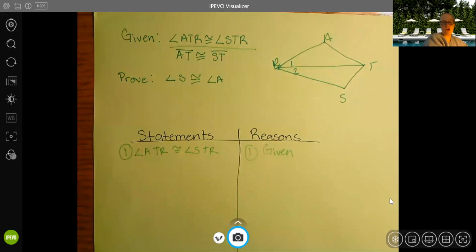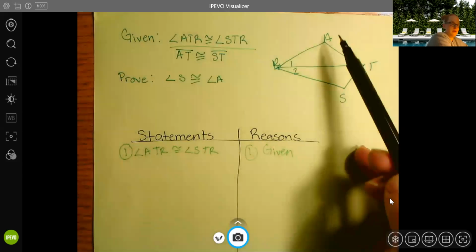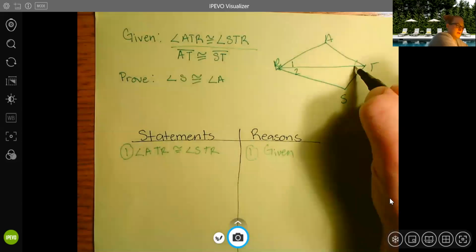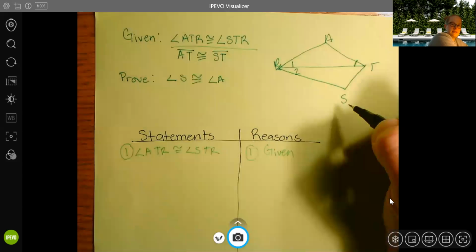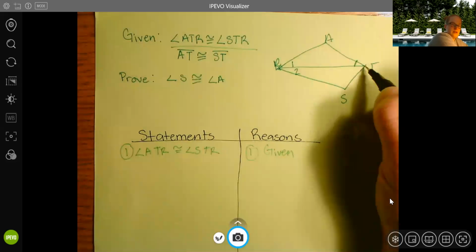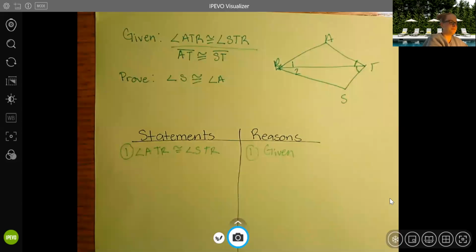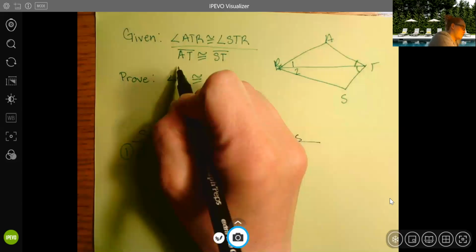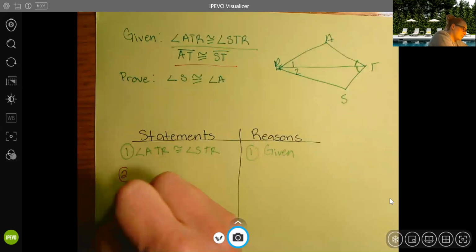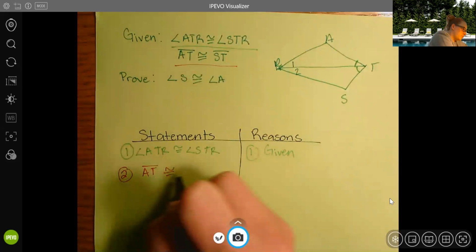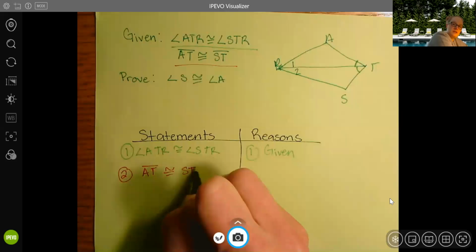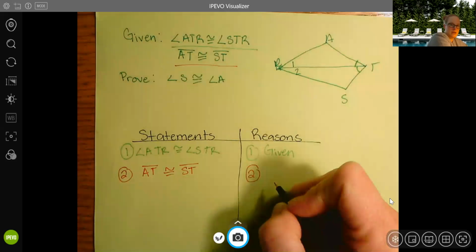It says angle ATR. So ATR is going to be this angle up here, is congruent to angle STR. STR is this one down here. So I'm going to mark those. That's step 1, label your picture. Okay, so I'm going to now do step 3. I'm going to write the next given. And its reason is also given because it's given to me.